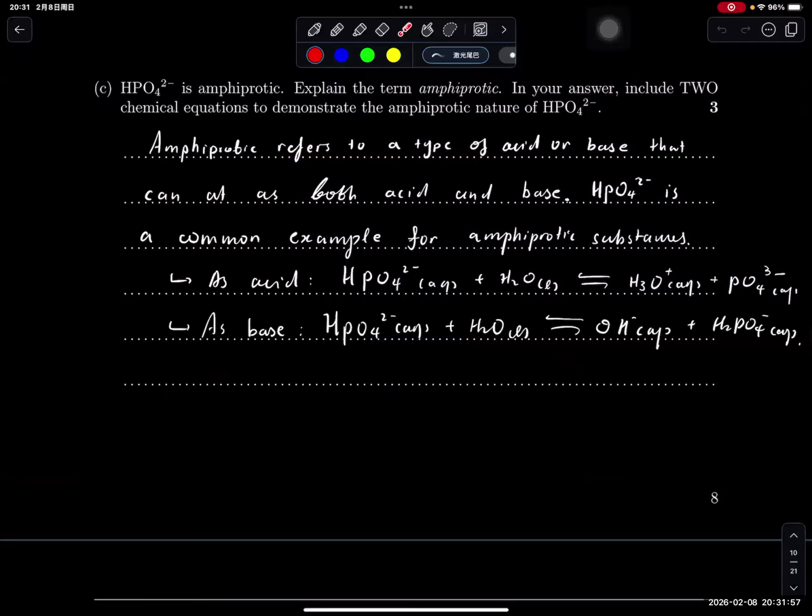Make sure when you write the dissociation equation, it's reacting with water. People make this mistake so many times, I don't know why. It's always reacting with water, and the water is the substance that can donate and accept the proton to form hydronium and hydroxide.